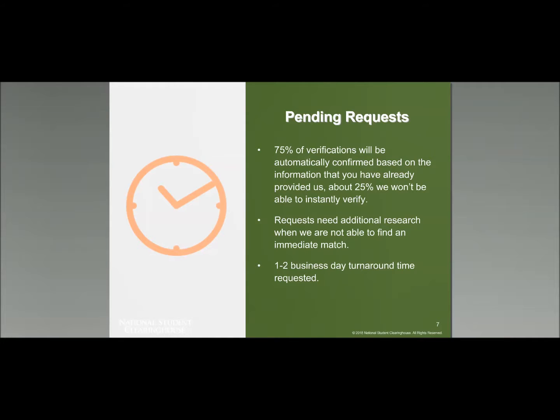Those instant matches currently make up about 75% of the requests that are submitted through the site. For the remaining 25%, additional research is needed before that transaction can be completed. This is where the verification goes into a pending for research status, and we'll reach out to your school to let you know that a request needs additional research. At this point in the process, your assistance is very valuable to helping provide a timely resolution. We typically ask for a turnaround time of about 1 to 2 business days. We do take into account that there will be times throughout the year that you'll be closed, and so you won't be able to meet that.